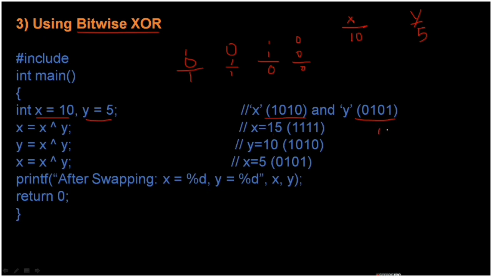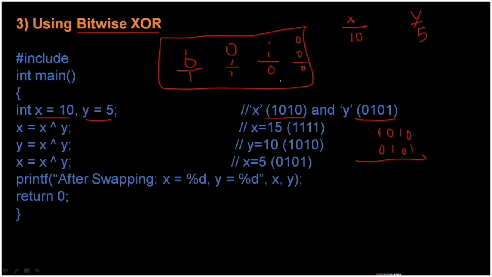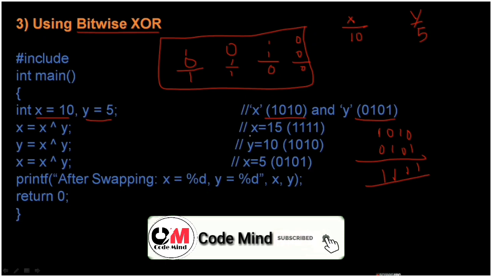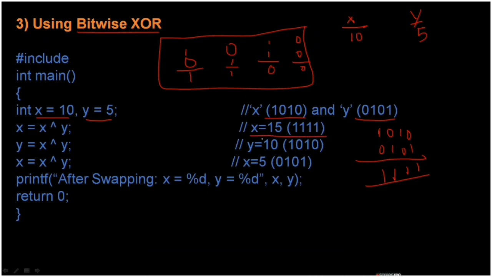How, I will show you. This is 1 0 1 0, the binary value for x, and this is the binary value for y. So as I explained, this concept is applied. So 0 and 1, it will take as 1. 1 and 0, it will take as 1. Again 0 and 1 it will take as 1, and 1 and 0 XOR is 1. So this is 1 1 1 1, whose decimal value is 15. So x is equal to 15. Now the x value is 15.